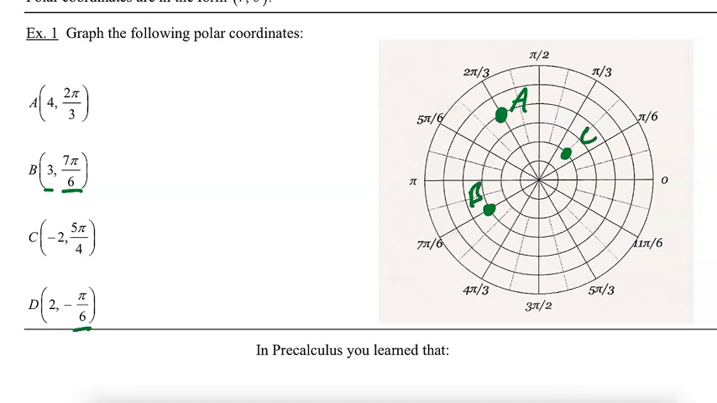So negative pi over 6 goes the opposite direction, and a radius of 1, 2 will put me right here at point D. So there's lots of ways to express these things. There's actually at least 4 different ways, 4 unique ways I can express every point. But we'll get to that in a minute too.